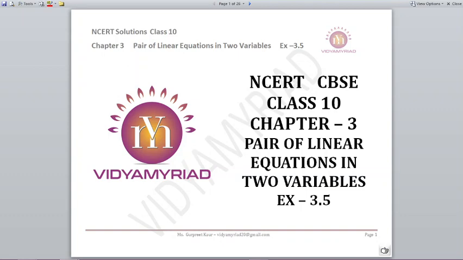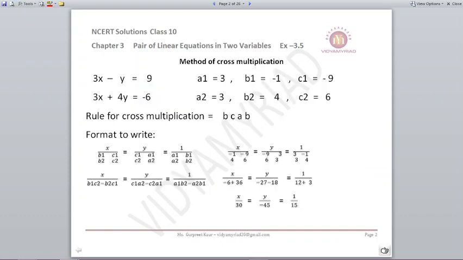This video is made for class 10 on chapter number 3, pair of linear equations in two variables, and today we are going to do exercise 3.5 from NCERT. Before we begin this exercise, let us first understand the method of cross multiplication.